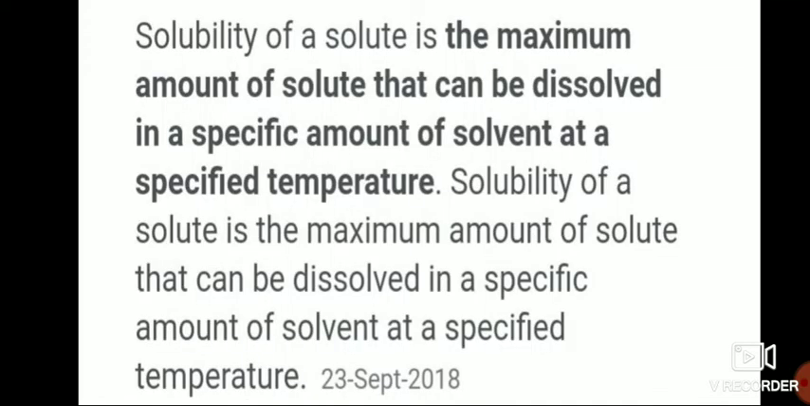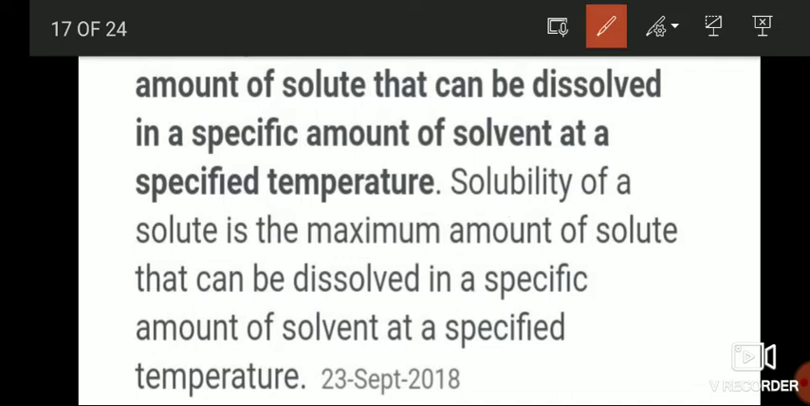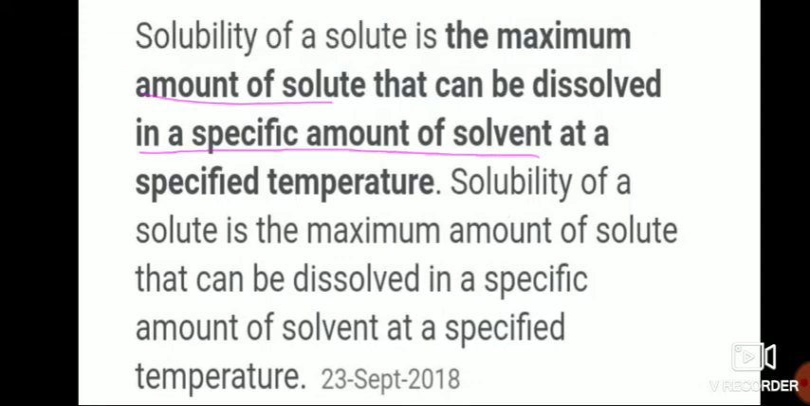Solubility of solute. Solubility of solute is the maximum amount of solute that can be dissolved in a specific amount of solvent at a specified temperature. It's a very important point. The maximum amount of solute that can be dissolved in a specific amount of solvent at a specific temperature.